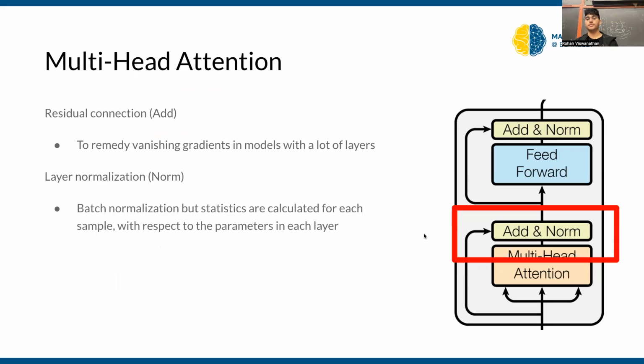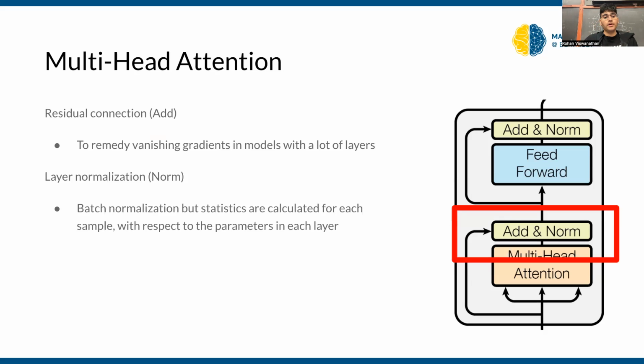So yeah, something else you can notice is that you're adding residual connections, as you can see. We talked about this in advanced architectures as well when we talked about residual neural networks, but this is to remedy vanishing gradients in models with a lot of layers, very deep networks. The next thing to talk about is layer normalization. These two both contribute to the add and norm step, respectively.